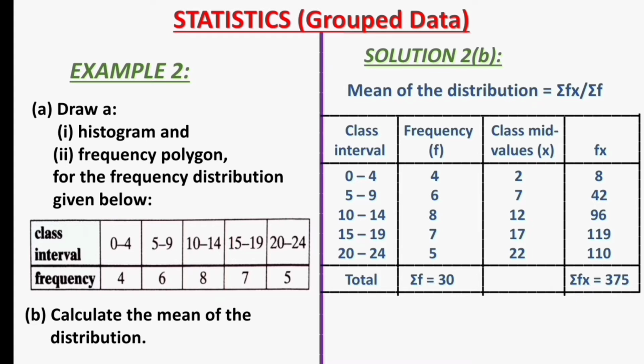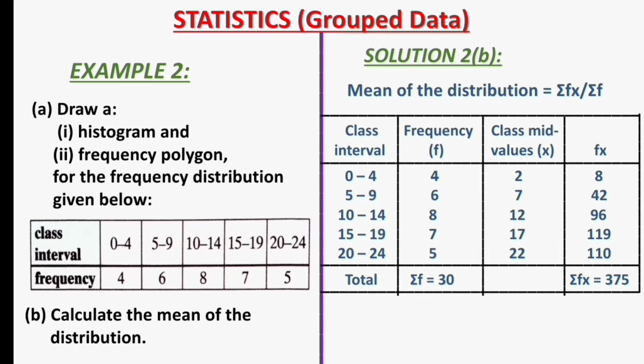So to get our value for fx, we are going to multiply our frequency values and the corresponding class mid values for each class. So for the first class, the value of fx is 4 times 2, which is 8. For the second class, the value of fx is 6 times 7, which is 42, and so on. Totaling your values for fx, the sum of fx will give us 375. When you substitute these values into your formula for mean, what will be the mean of the distribution?